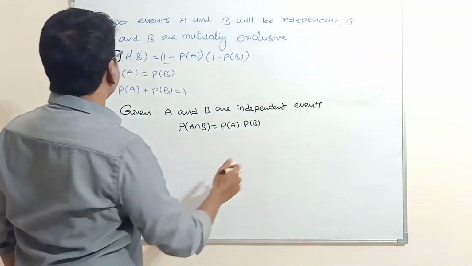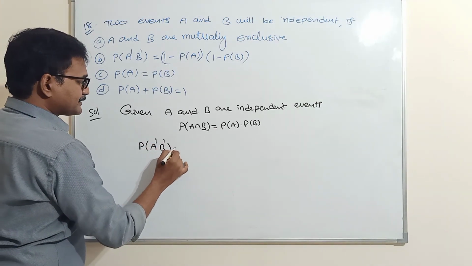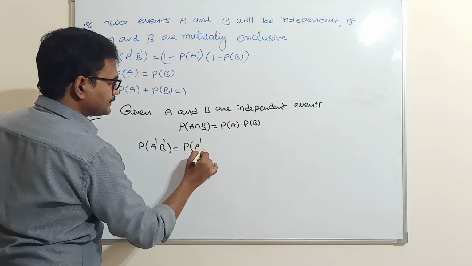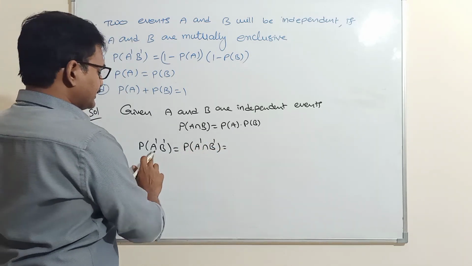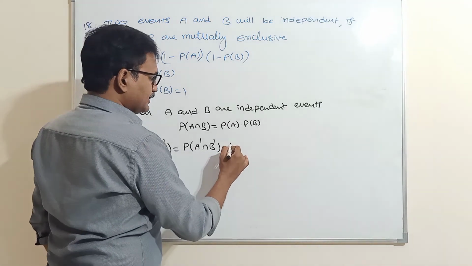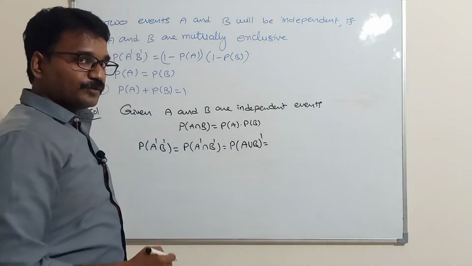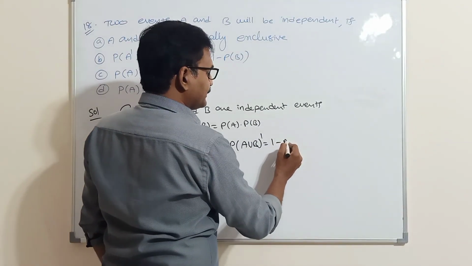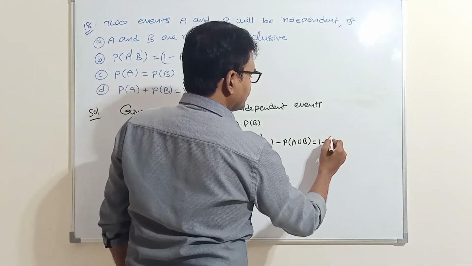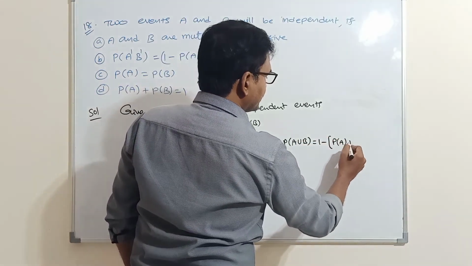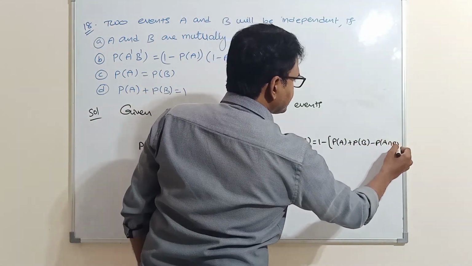So next, P of A dash into P of B dash means nothing but P of A dash intersection B dash. We can denote it like this also. Next, P of A intersection B whole dash means P of A union B whole dash. That means 1 minus P of A union B. 1 minus P of A union B, with the formula from the addition theorem: P of A plus P of B minus P of A intersection B.